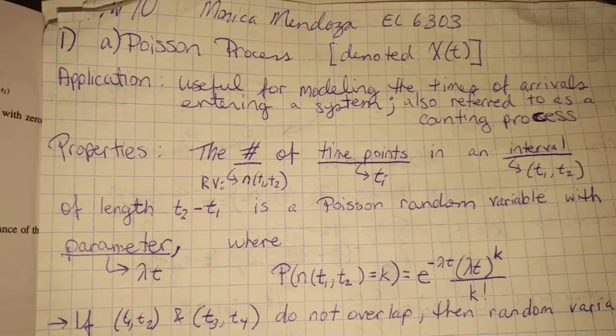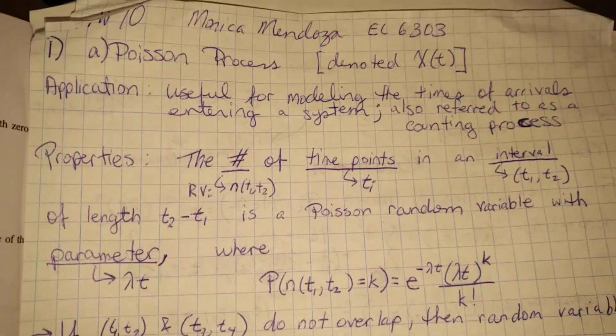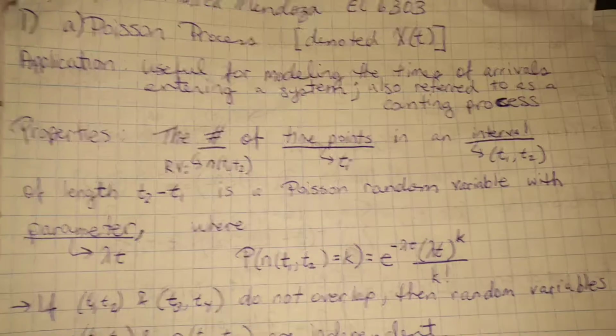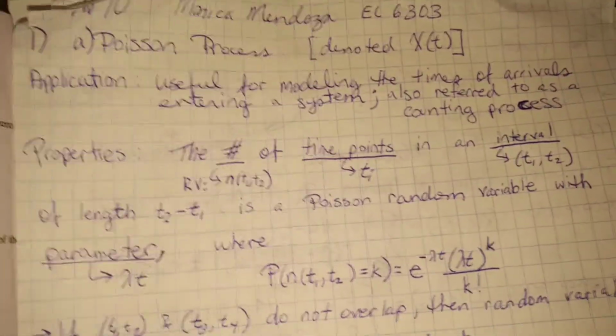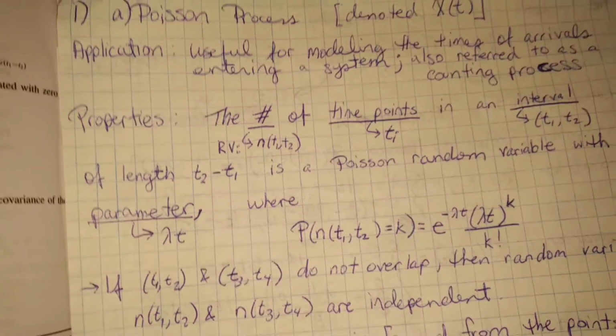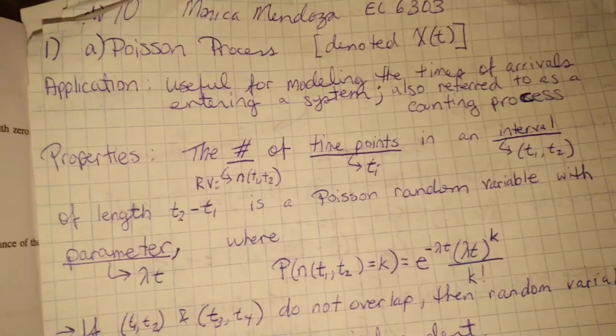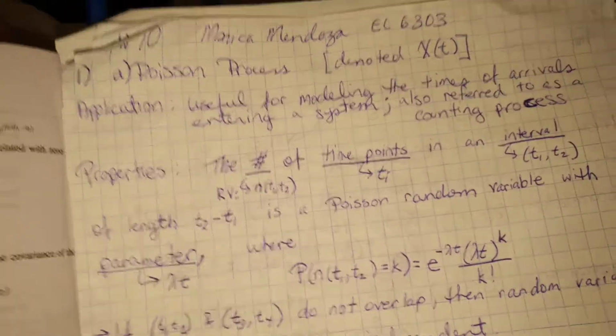This is the answer to homework 10, question 1. The question asks us to go over a bunch of processes and provide the definition as well as some applications and the different statistics such as mean and autocorrelation.